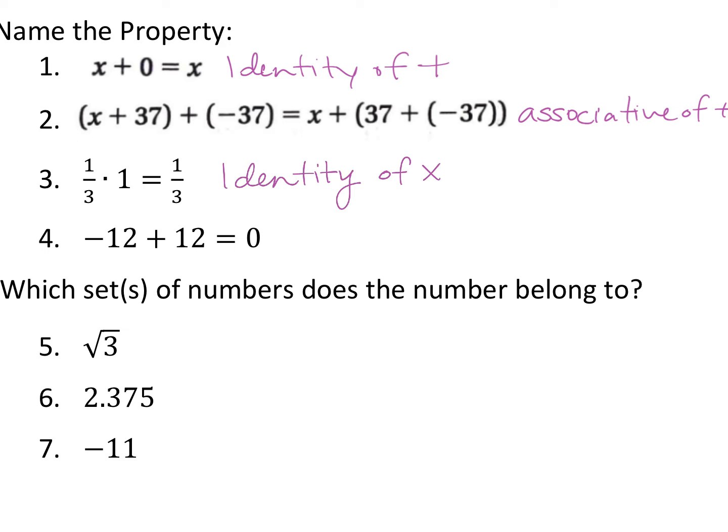And then what's number 4, where you add opposites? Negative 12 plus positive 12 equals 0. That's the inverse one. Inverse property of addition.